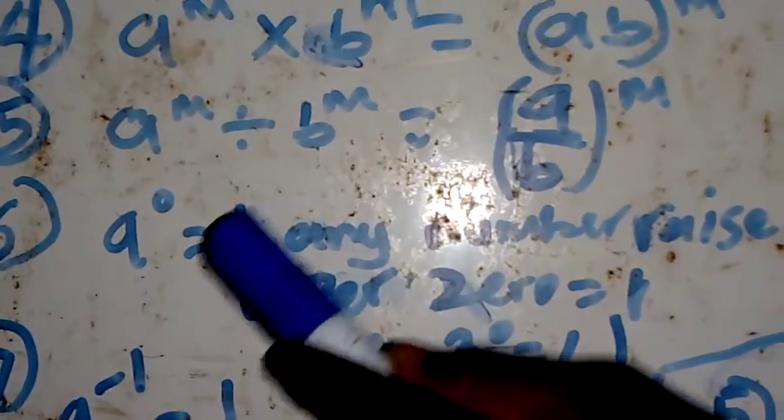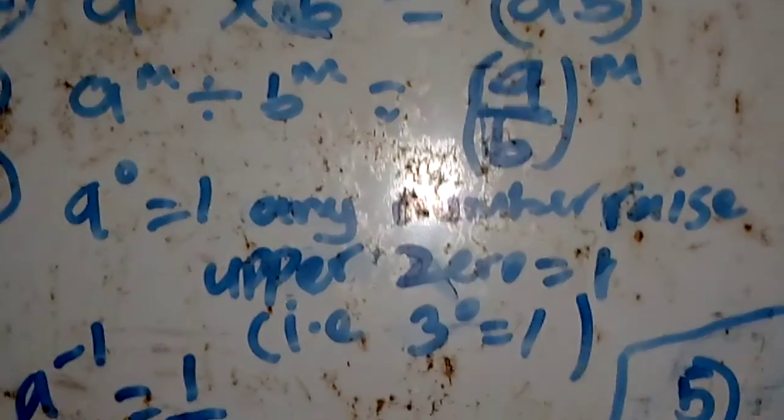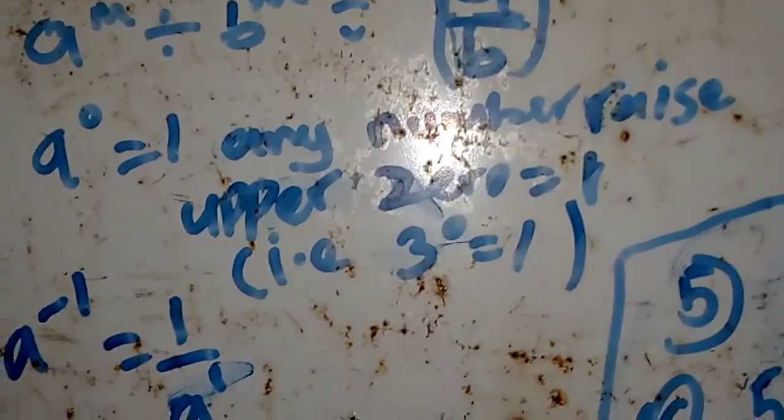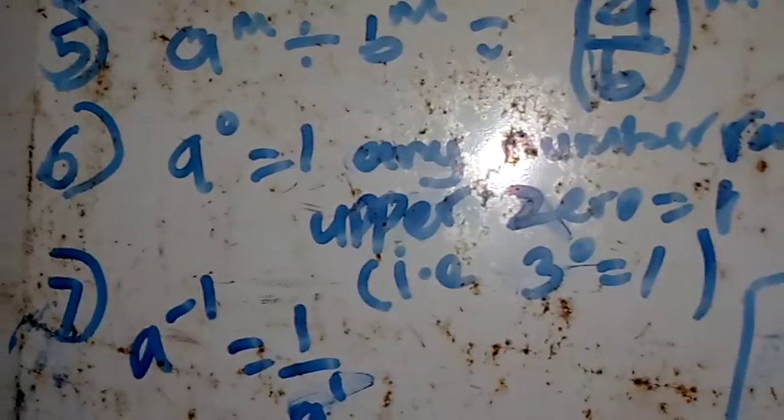The sixth rule says that anything raised to power 0, if it is 3 raised to power 0, any number, any alphabet raised to power 0, is equal to 1. So you must know that.